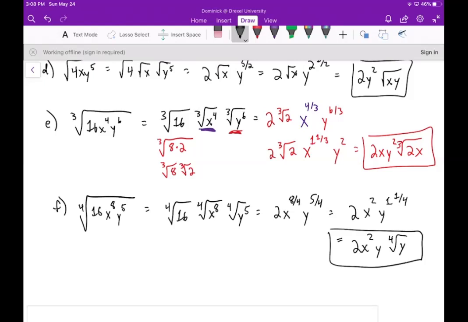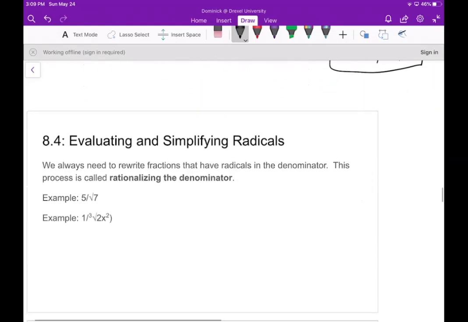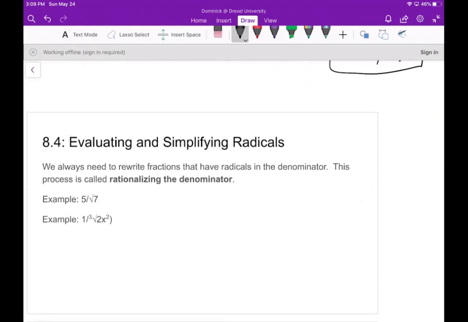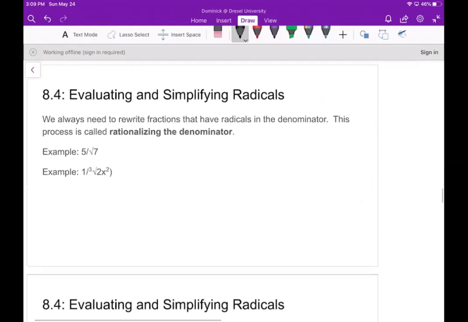Okay, so those are some examples of simplifying some radical terms. Now, the last thing that we need to discuss in this video is the idea of what's called rationalizing a denominator, right? So when you have radicals in the denominator, we want to get them out, right? So essentially what we need to do is to multiply by something that's going to result in a perfect power, right?